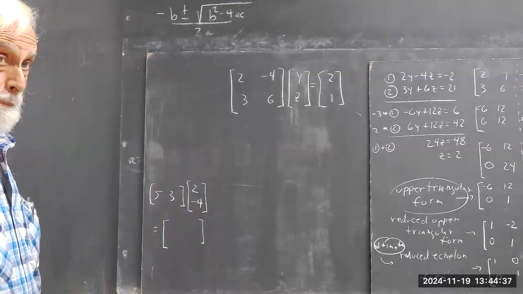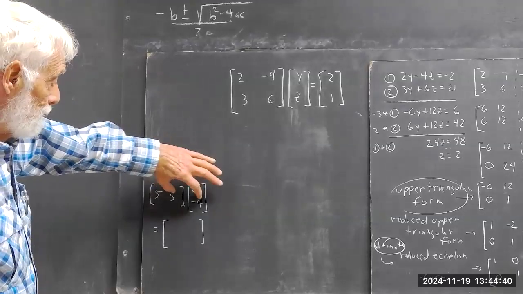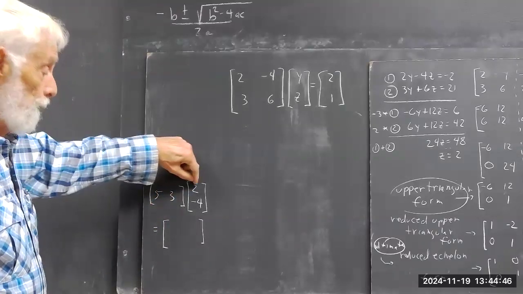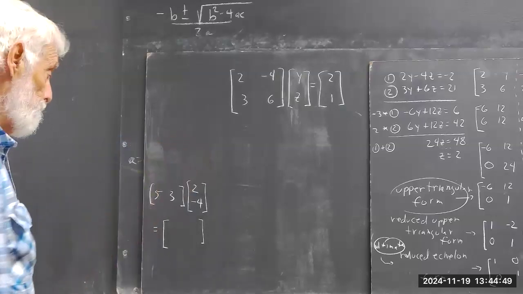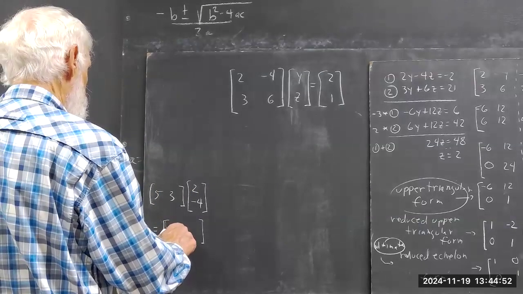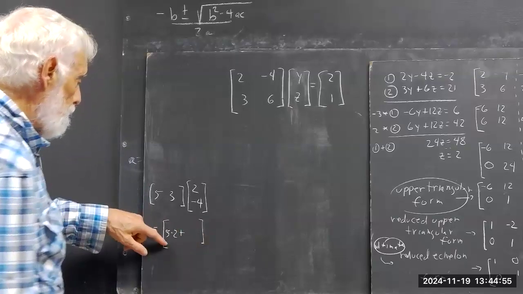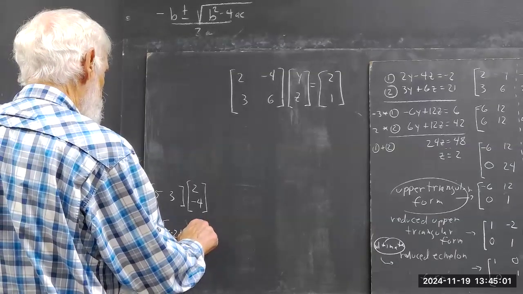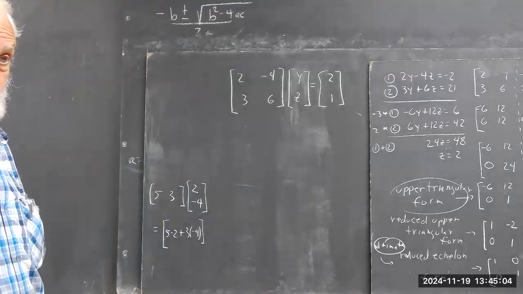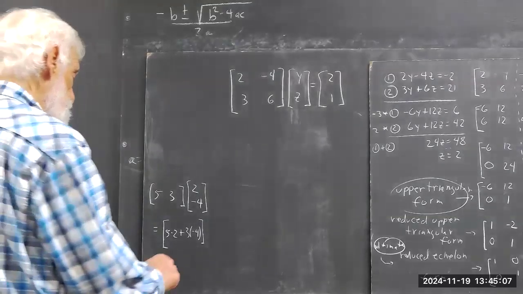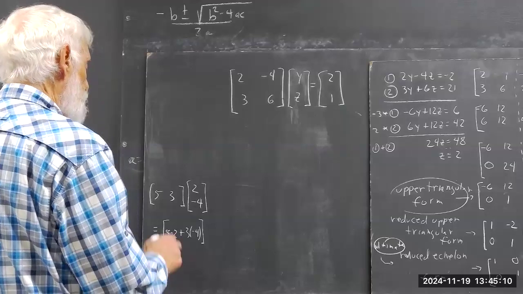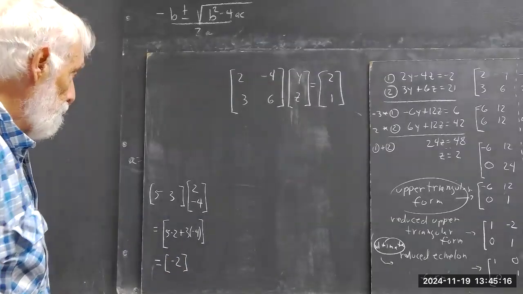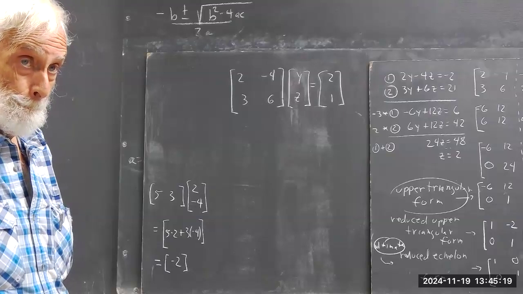This row times this column is 5 times 2 plus 3 times -4. We just match up the first number of the row with the first number of the column and multiply it, right? So that's 5 times 2. And then the second number in the row by the second number in the column. And if we do this, we get 10 minus 12. That comes down to -2.